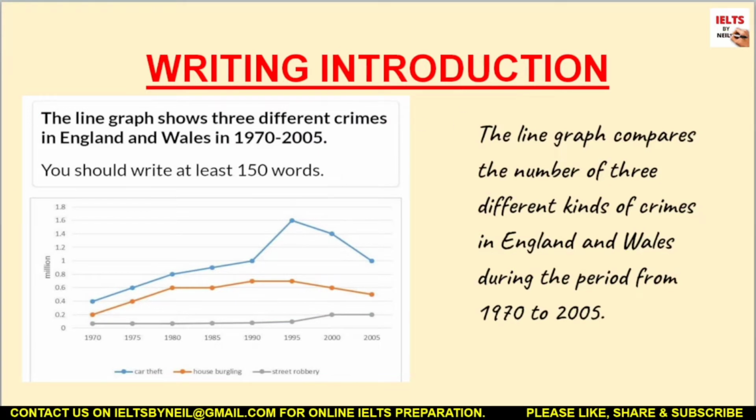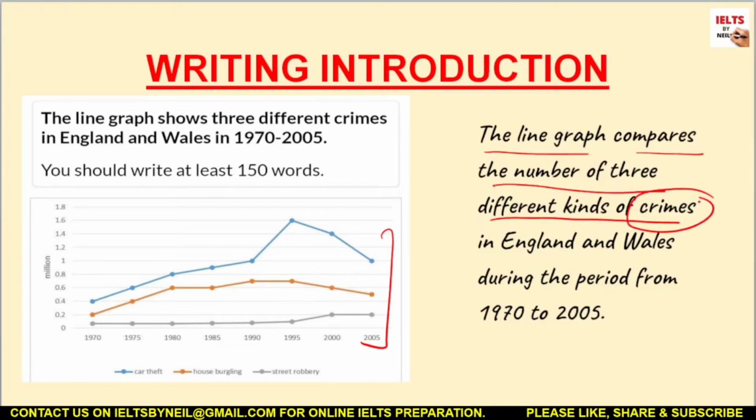If you have a look here, it says the line graph compares. See, it's comparing here the number of 3 different kinds of crimes. We can write offenses or crimes is also okay. Again, in England and Wales during the period from 1970 to 2005. So from this to this, crimes are compared for England and Wales, right? So this is our introduction.